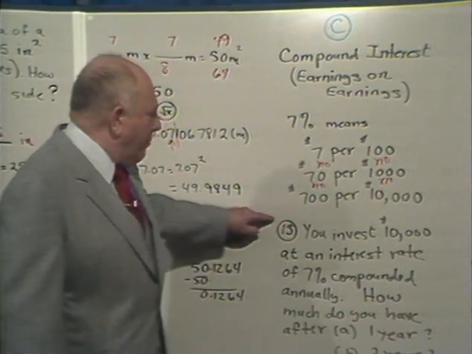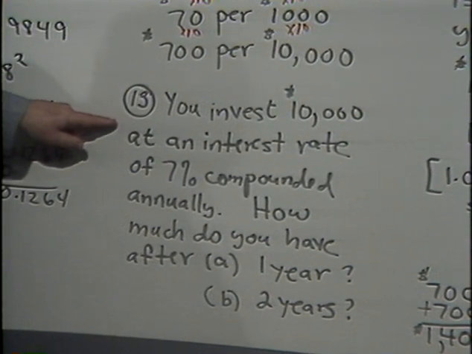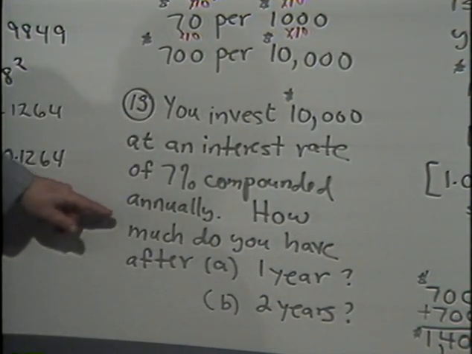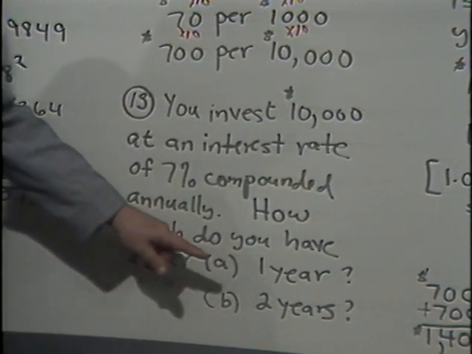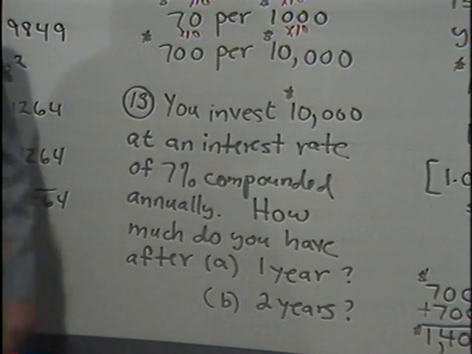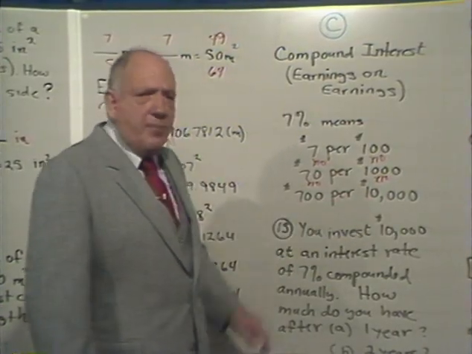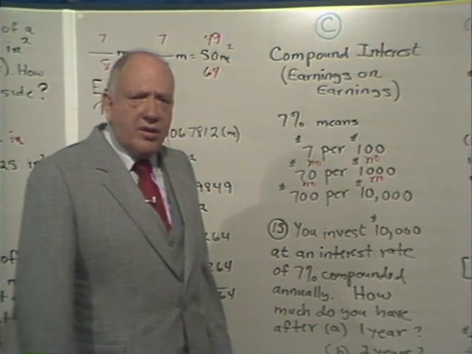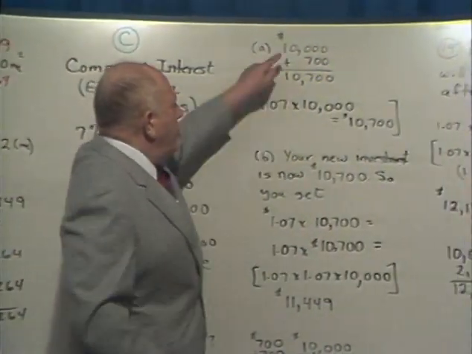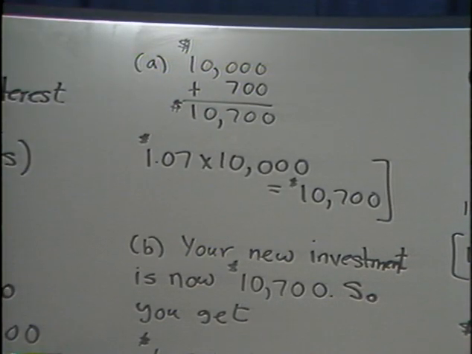So here's where compound interest comes in. I say you invest $10,000 at an interest rate of 7% compounded annually. How much money do you have, A, after 1 year, B, after 2 years? A is a very easy problem. We just did it. We just said over here that if you have $10,000 in the bank at 7% interest, you're going to make $700. So what does that mean? It means at the end of 1 year, you have your original $10,000 plus another $700. That's $10,700.